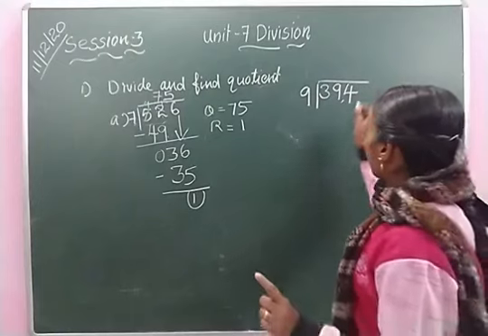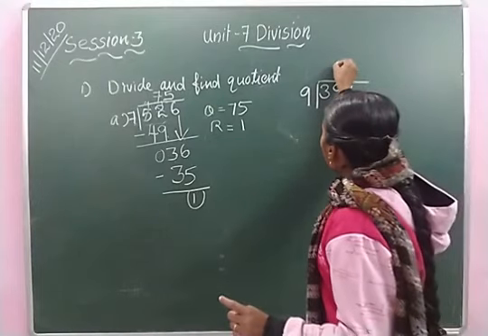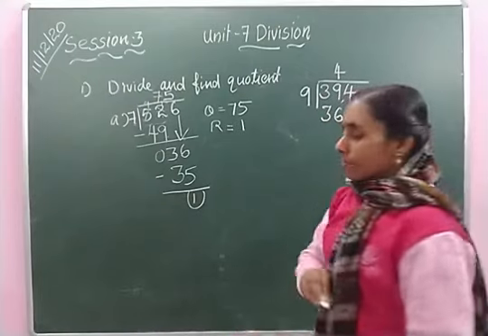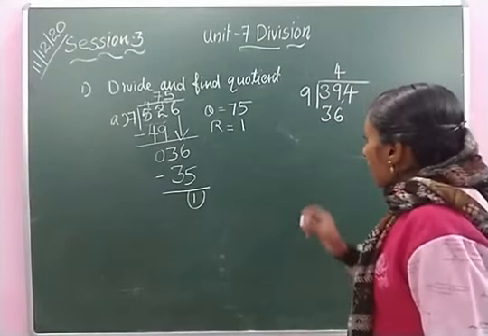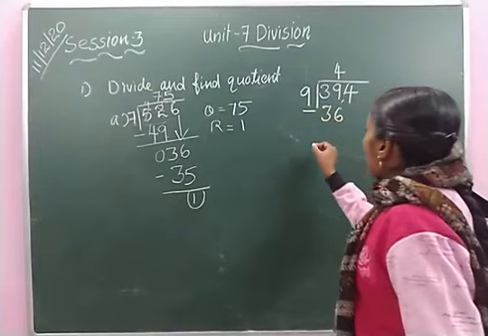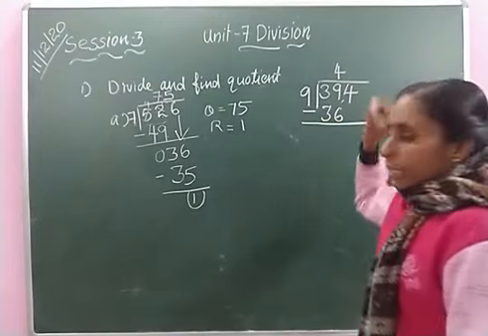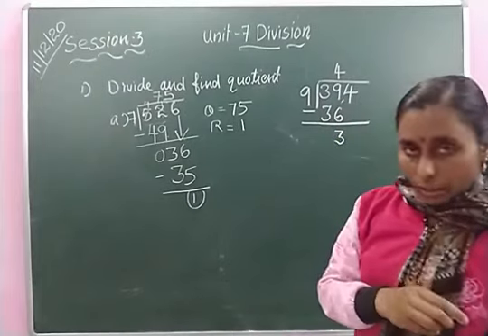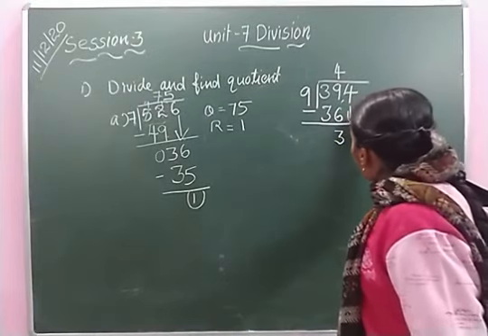No, we cannot take 5 times. How many times can we take? 4 times. 9 4s are 36. Then what is the next step? Next step is subtraction. 39 minus 36. What is that? 3 we will get. Then this 4 should come down.